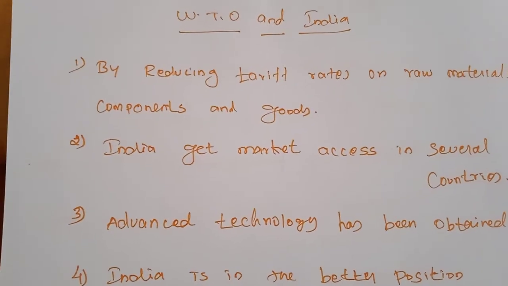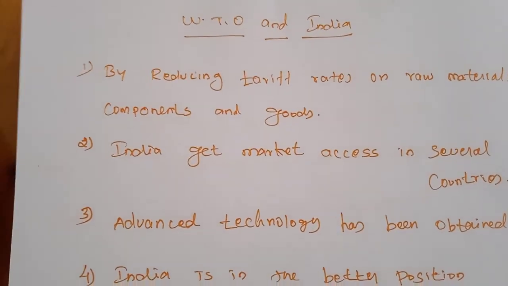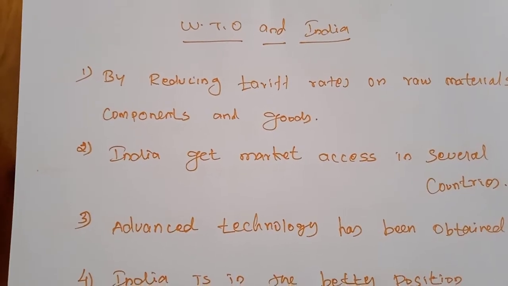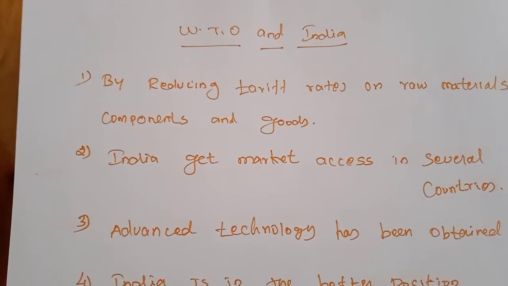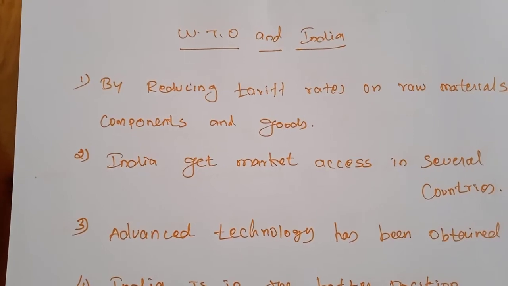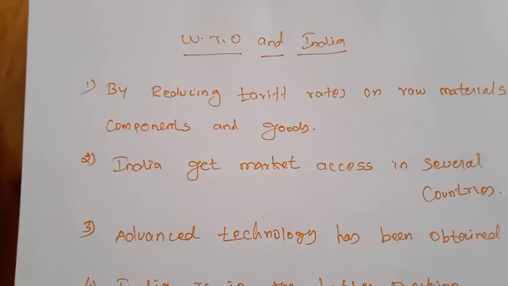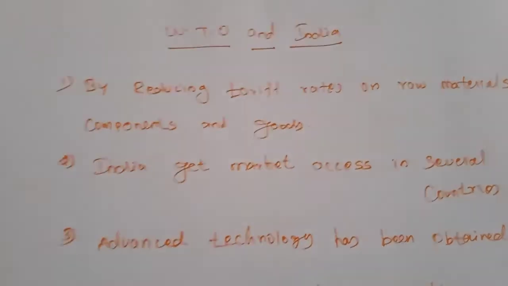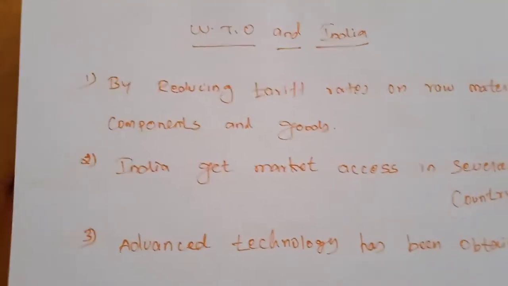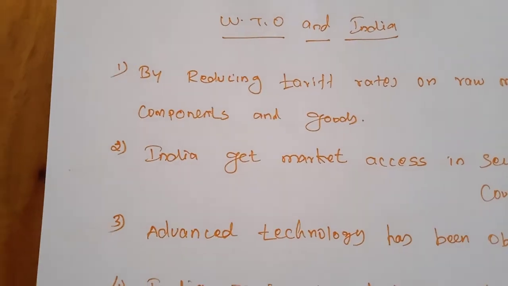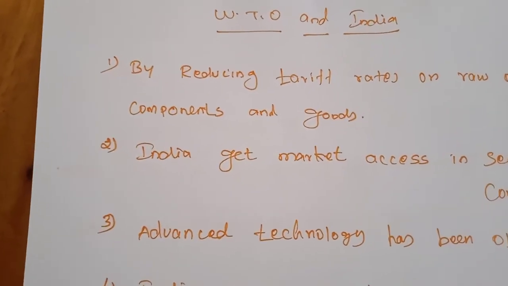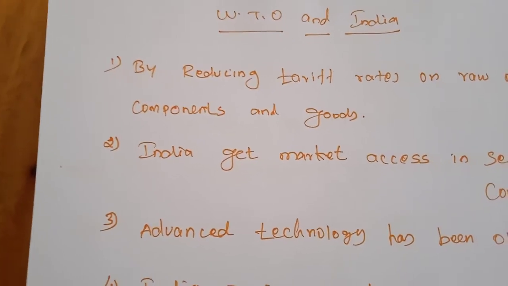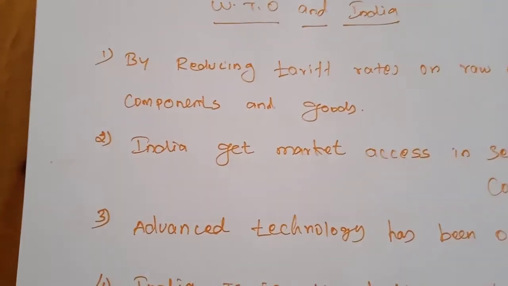India favors the multilateral trade approach, so it enjoys MFN status and allows the same status to all other trading partners. India benefited from the World Trade Organization in many ways. By reducing tariff rates on raw materials, components, and capital goods, it was able to import more, meeting her developmental requirements.